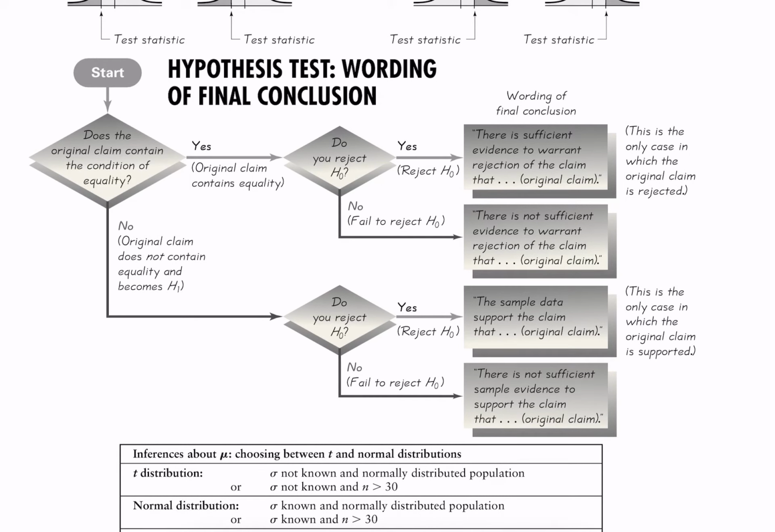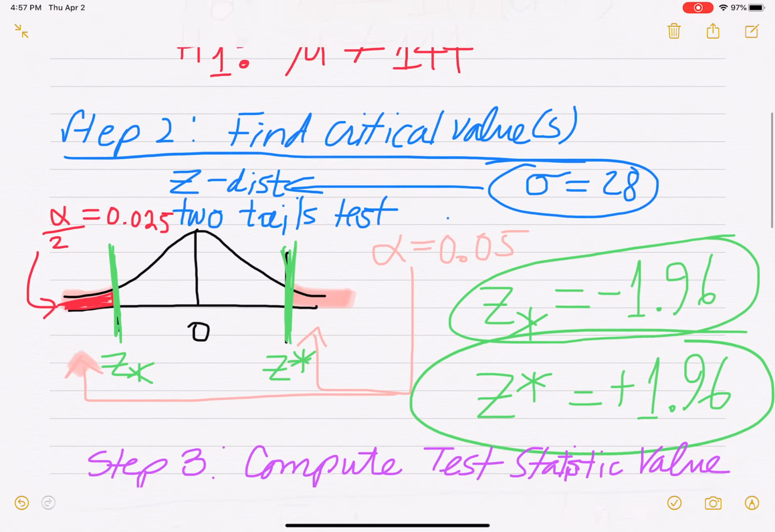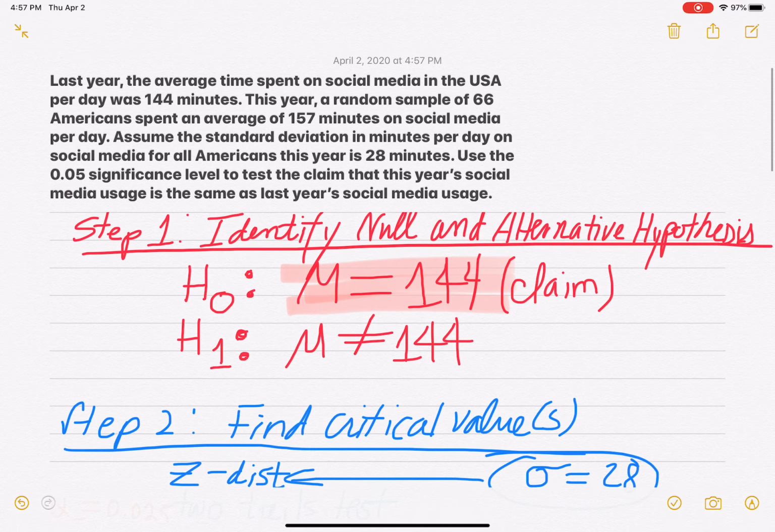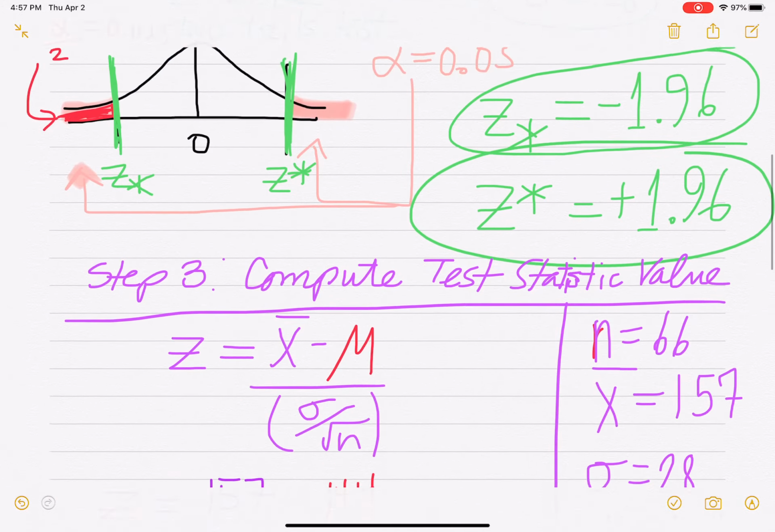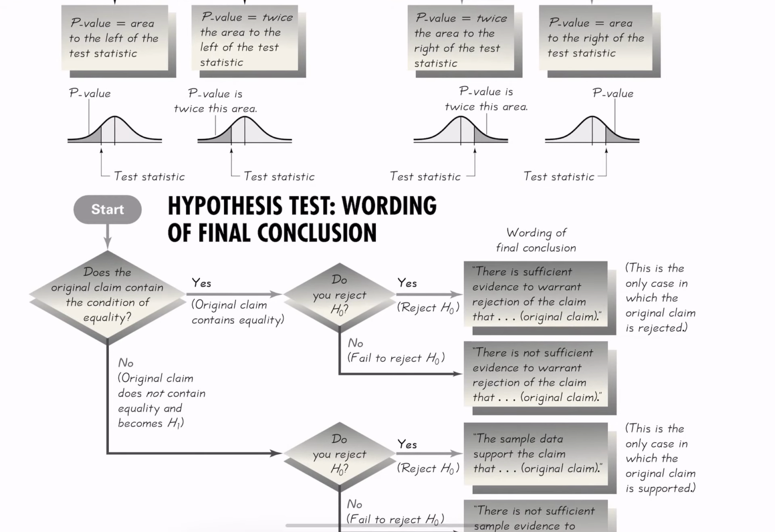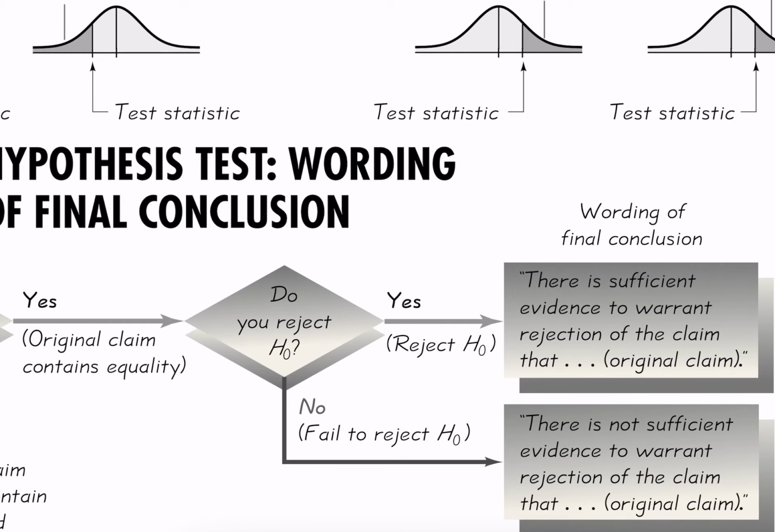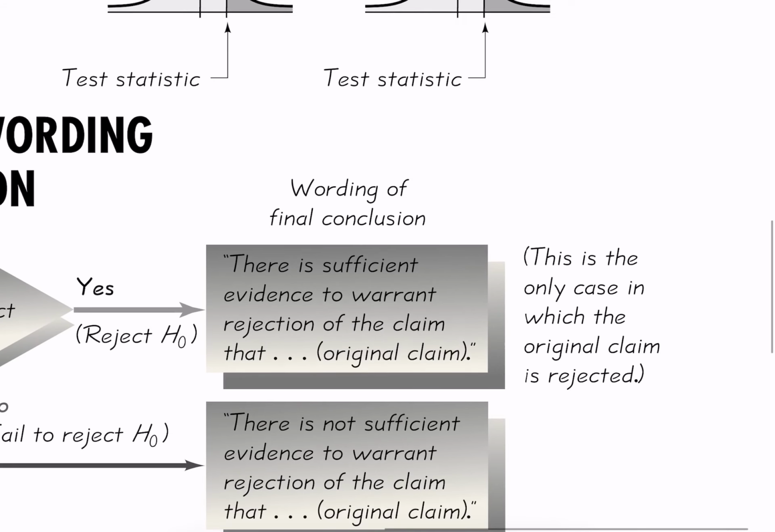So did the claim that we're testing, does the original claim contain the condition of equality? And the answer was yes. Or if you go back and look at the claim right here, we're trying to test that the mean is the same as last year's. In other words, the mean is 144. So that's the claim we're trying to test. So it involves equality, right? So to answer that first question, does the original claim contain the condition of equality? We're going to say, yes, it does. Did we reject the null hypothesis? Yes, we rejected the null hypothesis.